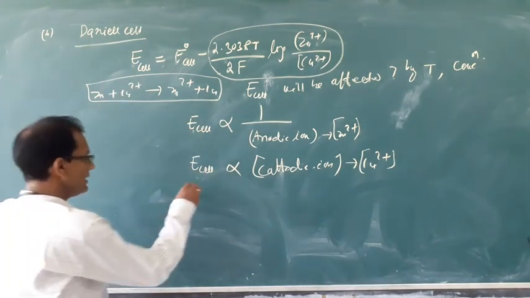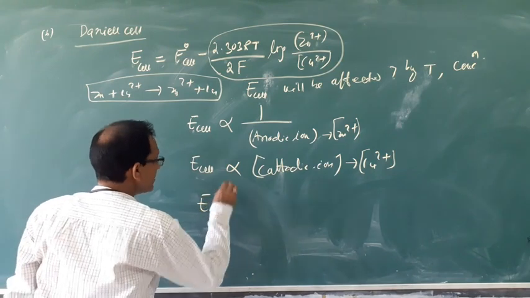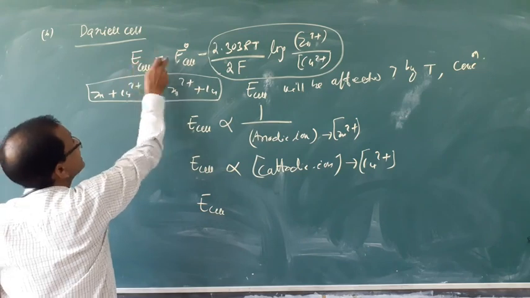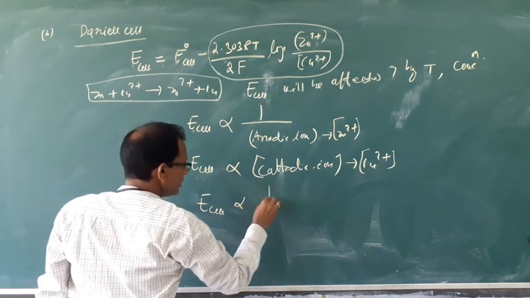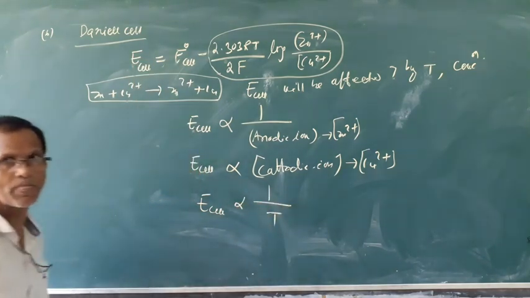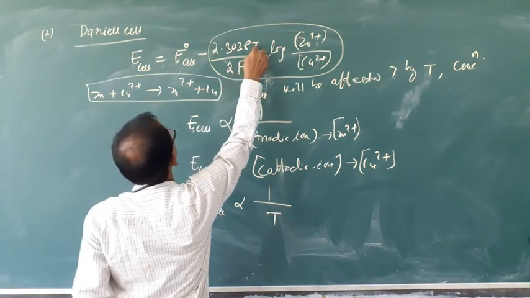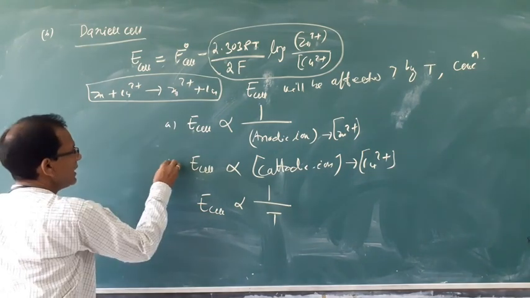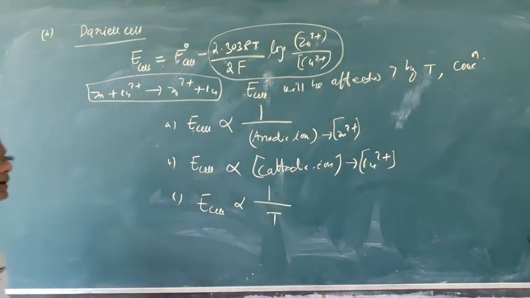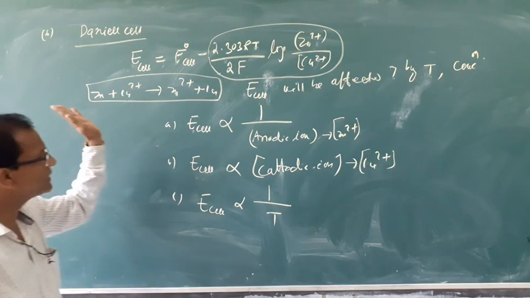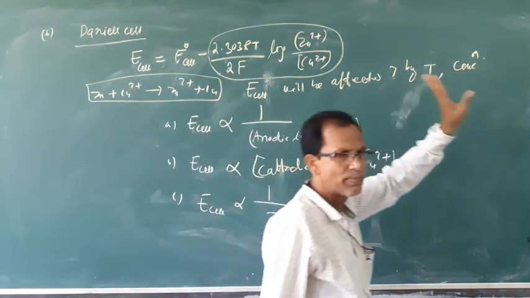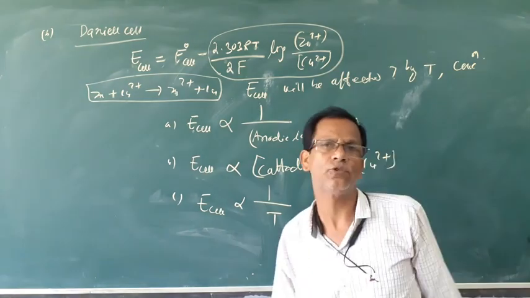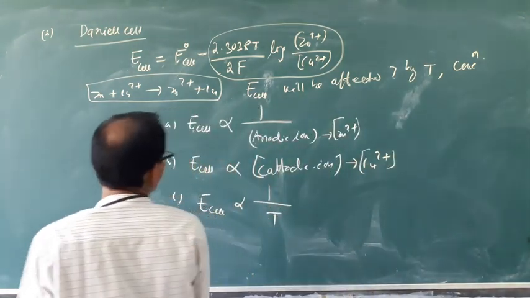Then T: as T increases, the minus value increases, so the value will be decreased. E cell is also inversely proportional to T. When T is more, E cell will be less. So these three are very important relations, the comparison of E cell by changing these parameters: temperature, concentration of anodic ion and cathodic ion. That is also important.